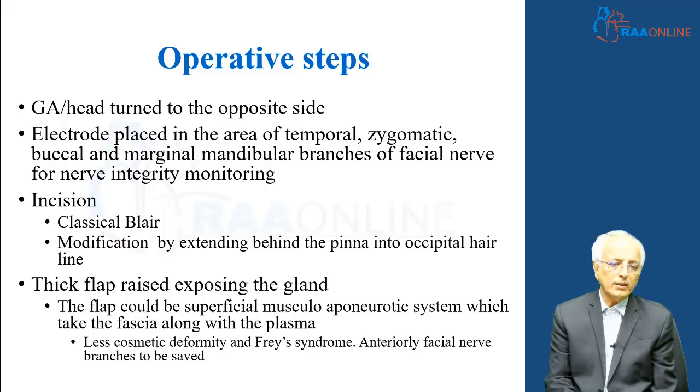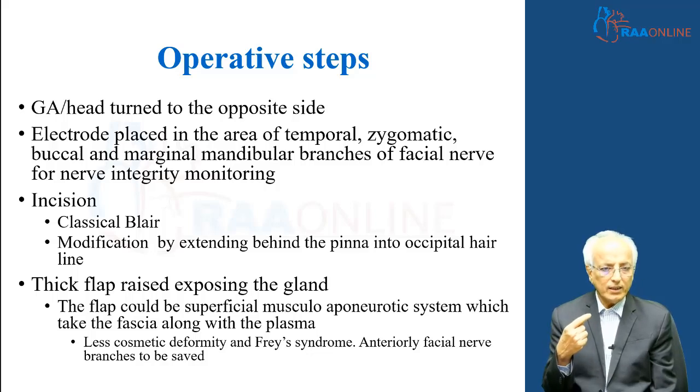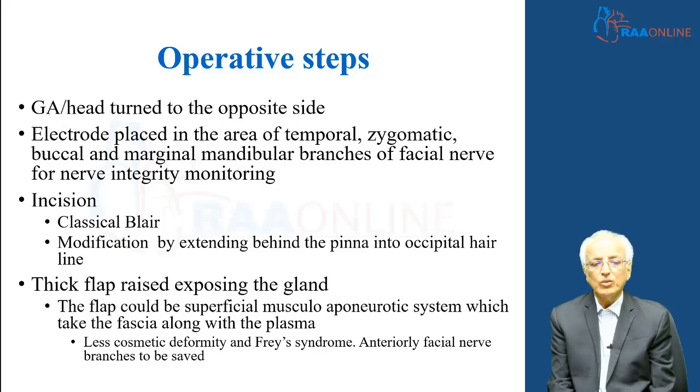The incision is classically Blair incision. It starts in front of the tragus, goes around the lobule of the ear and goes down along the crease line anterior border of the sternomastoid muscle. Modification of a classical Blair incision is posterior to the pinna. The incision is extended onto the occipital hairline so that the scar is not visible badly.